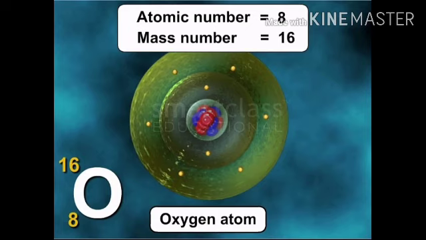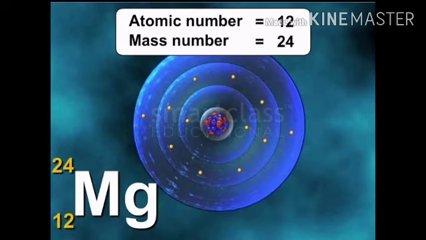In the case of magnesium, its atomic number is 12 and mass number is 24. So 12 is written at the bottom left side of the symbol and 24 is written at the top left side of the symbol. Okay, children?